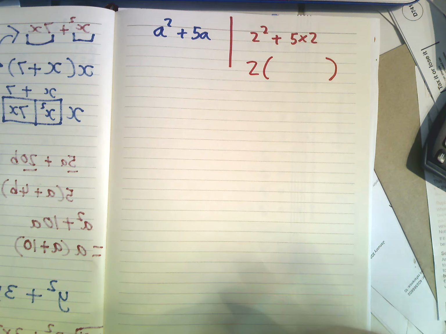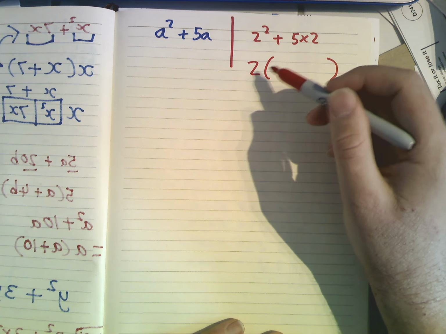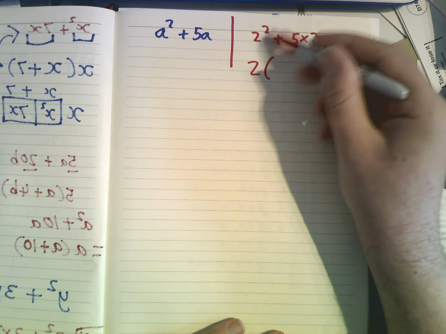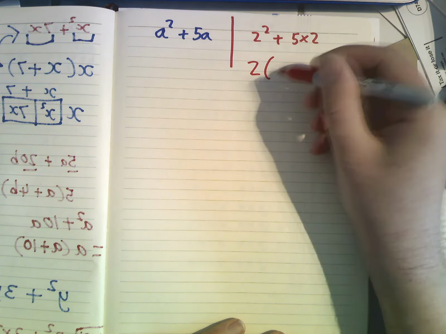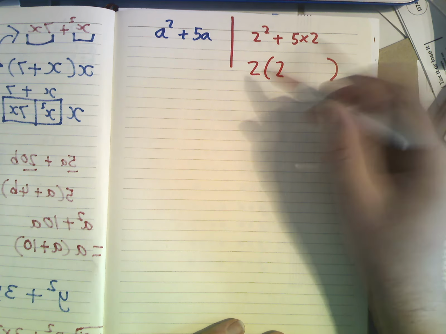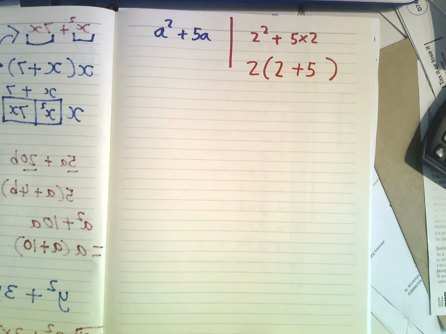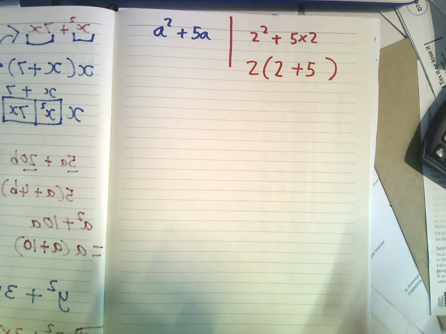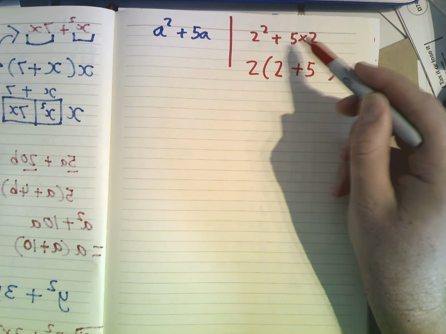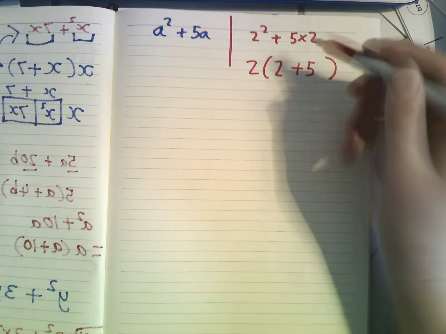So we're going to fill in our brackets. What is 2 squared divided by 2? Okay, I'm hoping you're answering this. 2 squared is 4, so 4 divided by 2 would be 2. And what is 5 times 2 divided by 2? Well, it's 5. And again, I think that's quite obvious because 5 times 2 divided by 2 just leaves you with the 5.